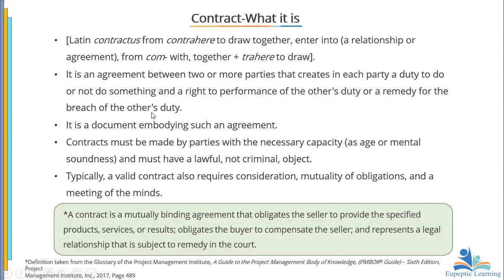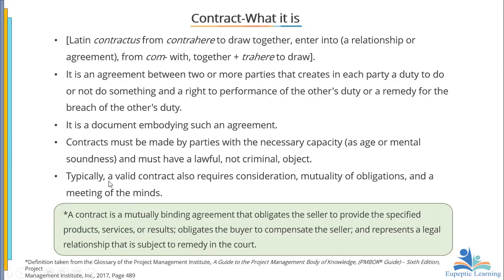We can also say that a contract is a document. Usually when we say that you have the contract, here we are referring to the document that embodies the agreement. We also note that a contract must be made by parties with the necessary capacity. In other words, you can make a contract, but it will not hold, depending on the capacity. For instance, you cannot talk about a child that is a minor going into a contract. If the person is mentally not sound, you cannot enter into a contract with such a person. And so the contract must also be lawful and not criminal.